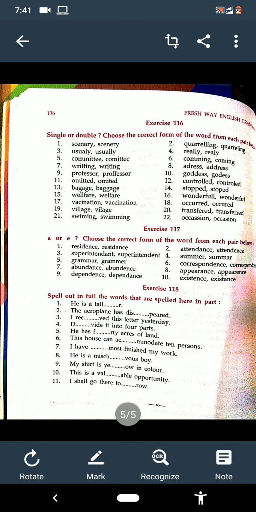Now it is the last page. Here are also the spellings, single or double. Choose the correct form of the words from each of the pair. You see, single or double. Scenery, usually, committee. One is wrong and one is correct. So you have to find out which is correct and which is wrong. S-C-E-N-E-R-Y. Usually, U-S-U-A-L-L-Y.